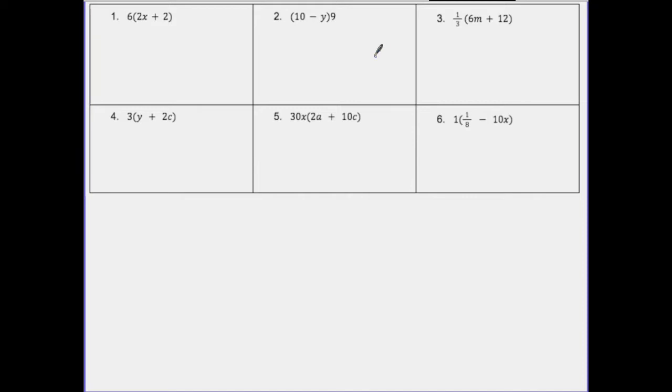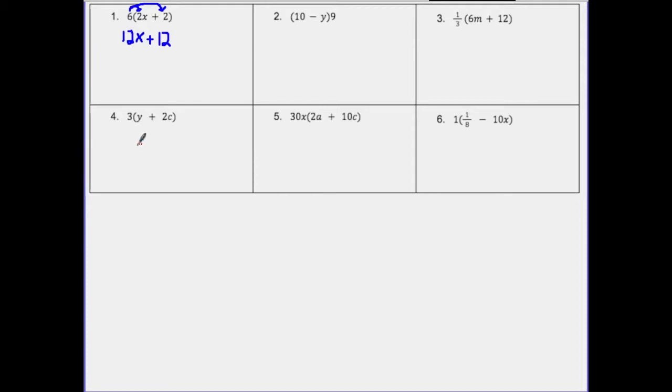All right, so first we have the distributive property. Two ways that we can do this. We can think of it like dipping in, multiply by each term inside the parentheses. 6 times 2x is 12x. Then 6 times 2, we get 12. So that's one way we could do it.